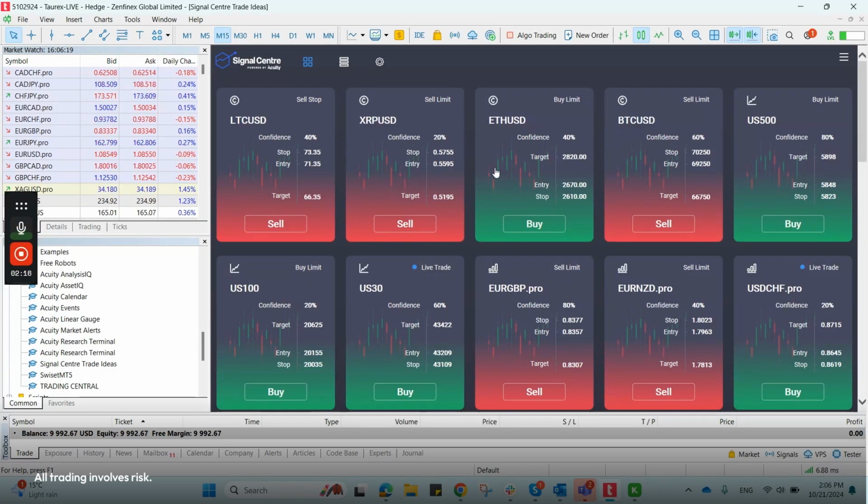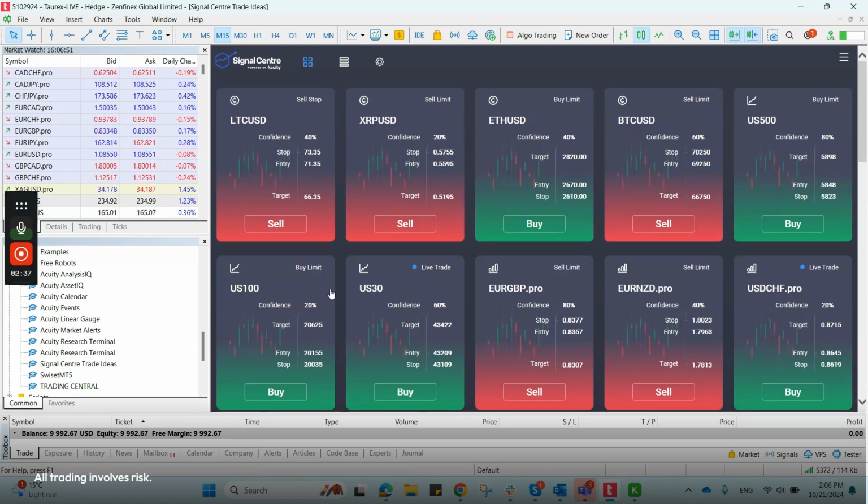And the confidence level here represents the strength or probability that a given trade signal will reach its predicted target. It is a measure of how confident the analysts or the algorithms are in the success of the trade based on their analysis of market conditions.